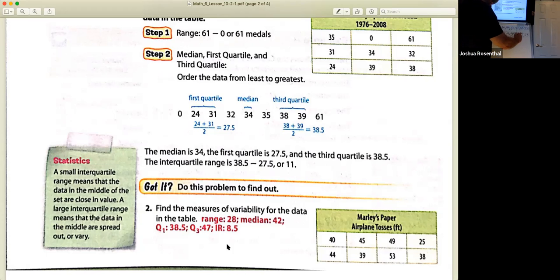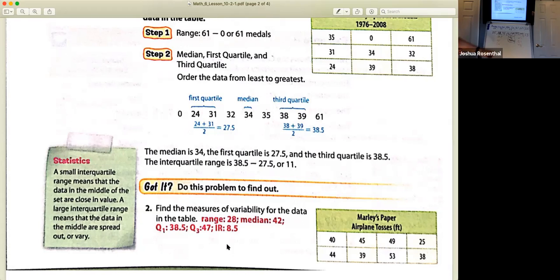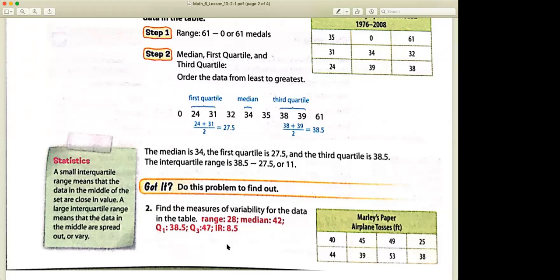And the upper half of the data, these are in the middle. And the number right in between 45 and 49 is 47. And that's my Q3, or my upper quartile. Mr. Rosenthal, but if you have an odd number of numbers, how do you find the... Then you'll have one median. And then all the data that's below it, you find the median. Data that's above it, you find the median.